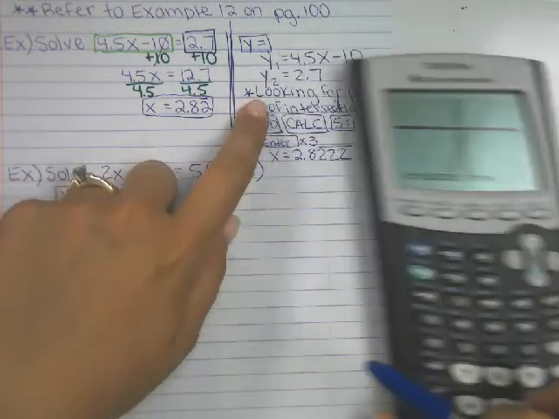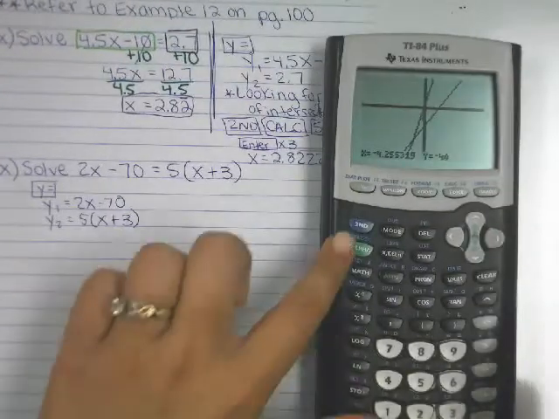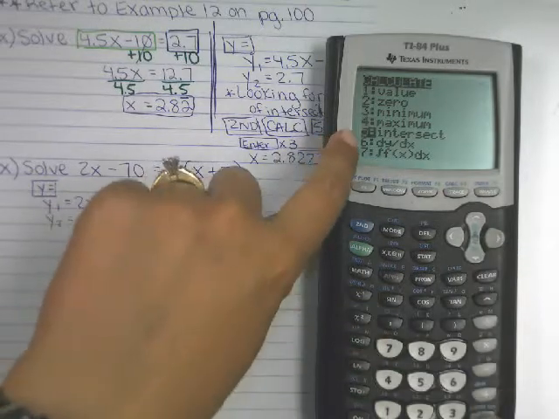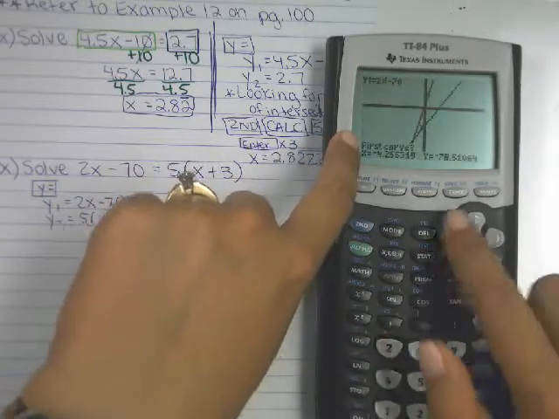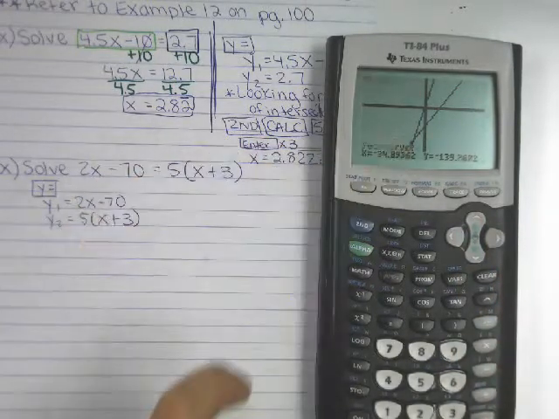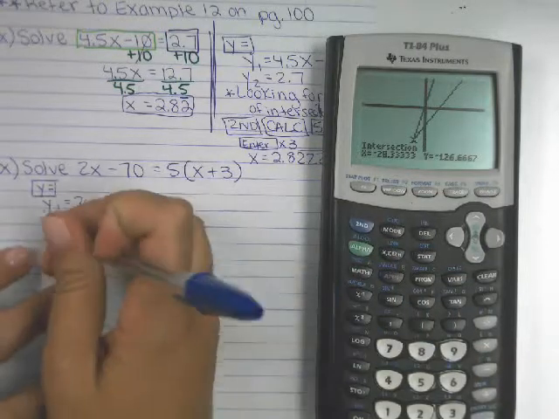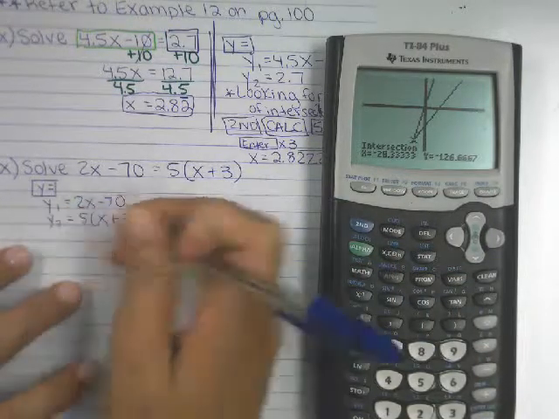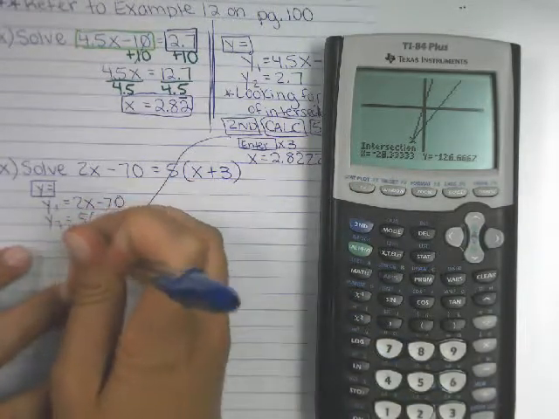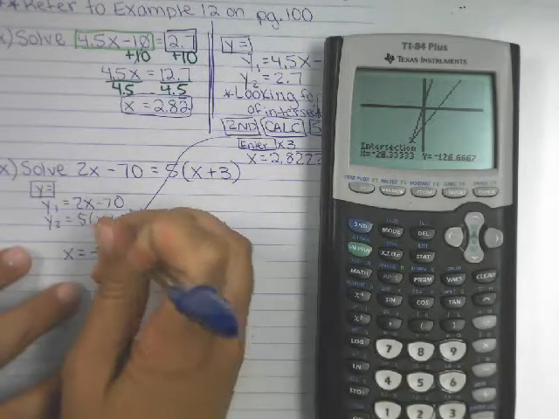Perfect. So I'm going to go through the same things I did here. Second, calculate 5. So second, calculate brings me to a list. The fifth one is intersection, intersect, enter. We scroll to where they're intersecting with my flashy dot. Enter, enter, enter 3 times. And it gives me an intersection point of, if you want to put an arrow, those are your steps, x equals negative 28.33, repeating.